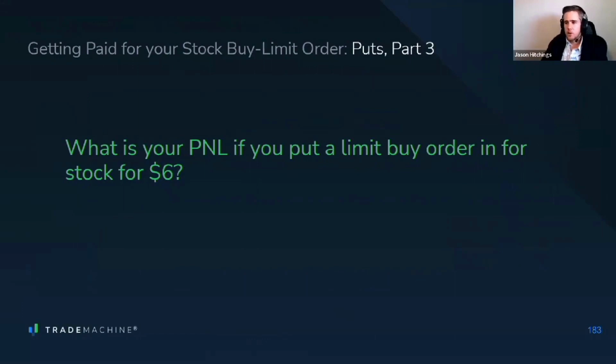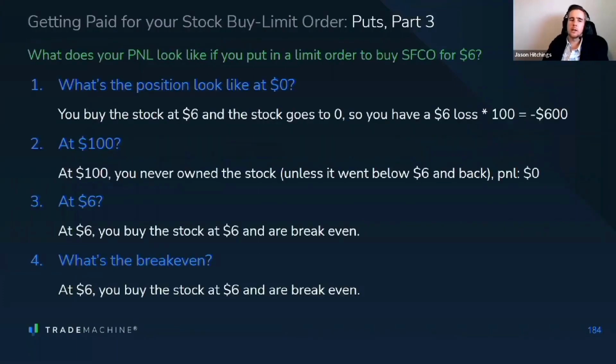So now let's compare that for a quick second to if you did a buy limit order. So if you said, I want to buy stock anytime it goes below $6, what does that look like? Well, if it goes to 0, you still lose 600 bucks. If it goes to 100, well, you have no profits because you never were able to buy in at $6. At $6, you're at break even. And that's the situation.